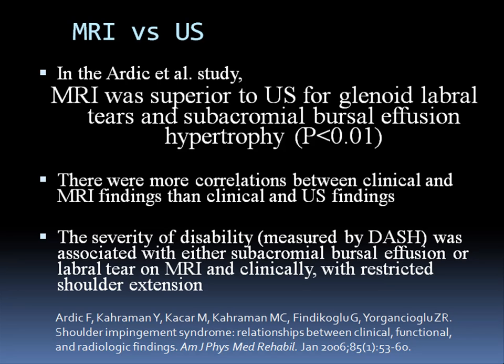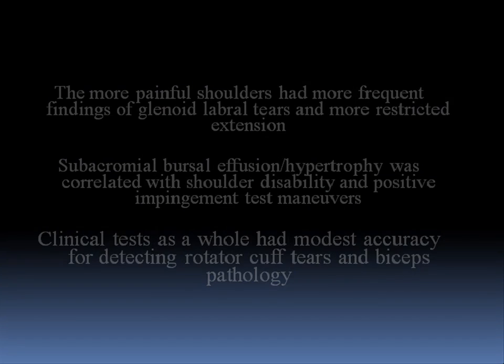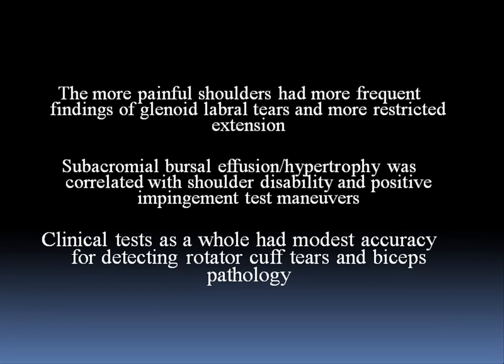The severity of disability measured by the DASH questionnaire was associated with either subacromial bursal effusion or labrum tear on MRI, and clinically with restricted shoulder extension. The more painful shoulders had more frequent findings of glenoid labrum tear and more restricted extension. Subacromial bursal effusion hypertrophy was correlated with shoulder disability and positive impingement test maneuvers.